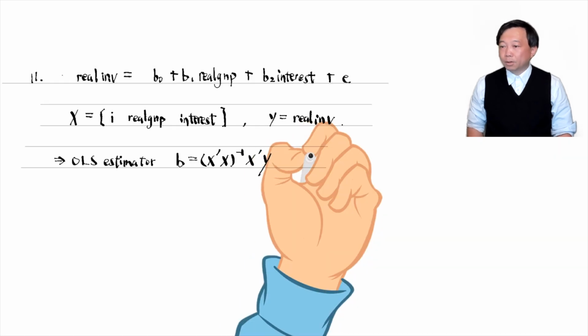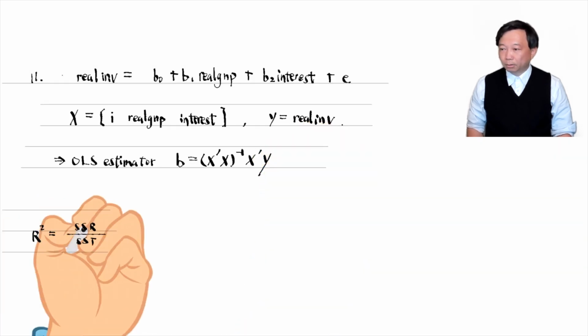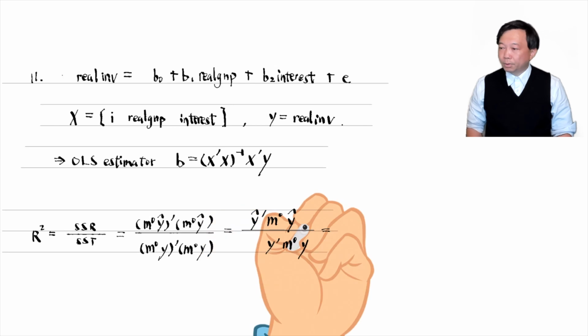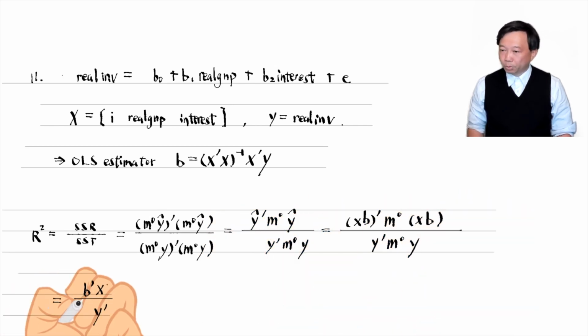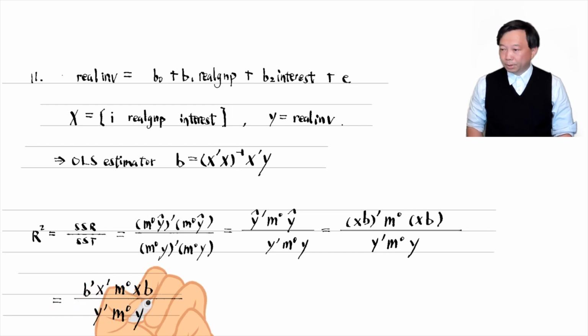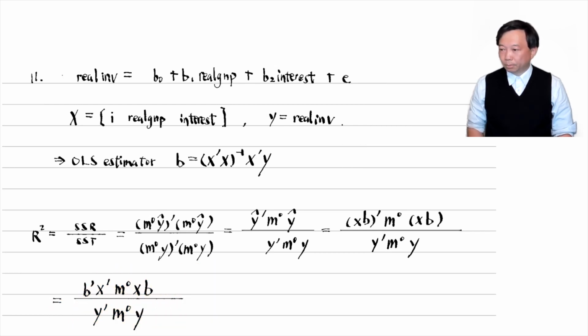To find the R-squared, we write down the definition. It is the ratio of the regression sum of squares to the total sum of squares. The residual maker, M0, converts the variables to deviation forms so that we can express the R-squared in terms of M0, X, and y.